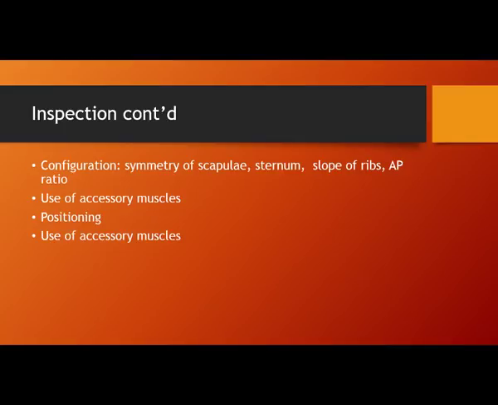Then, if you're looking from behind, you'd look at the scapula, and are they symmetrical? That would be an indication of scoliosis if they're not. If you're in the front, look at the sternum. It should be midline. It shouldn't be retracted or anything. And then the slope of the ribs.